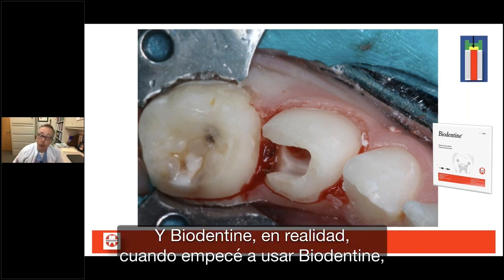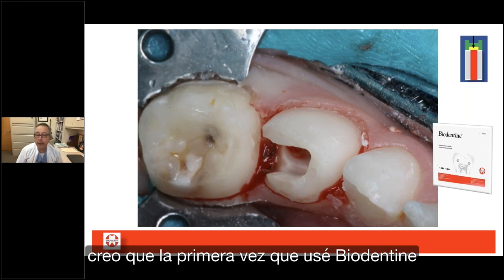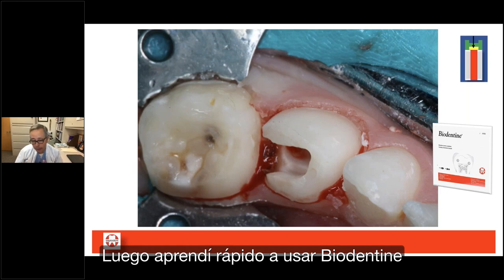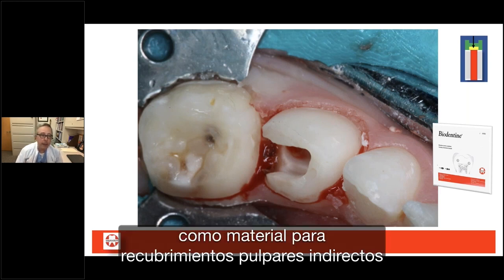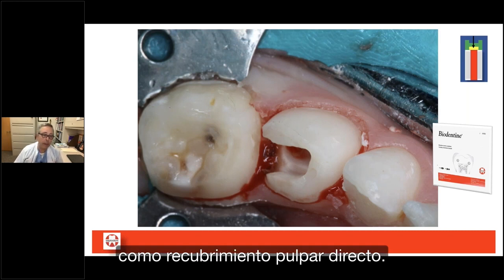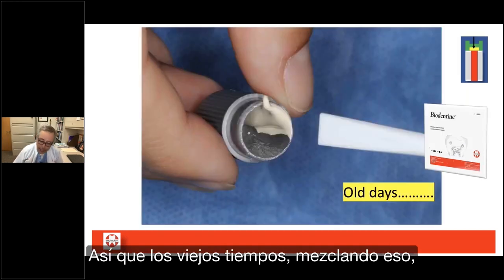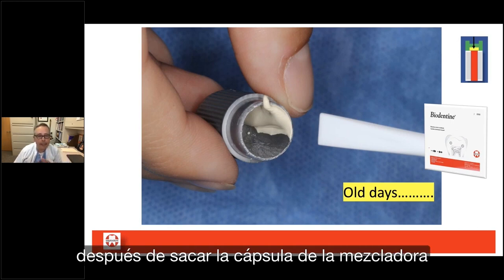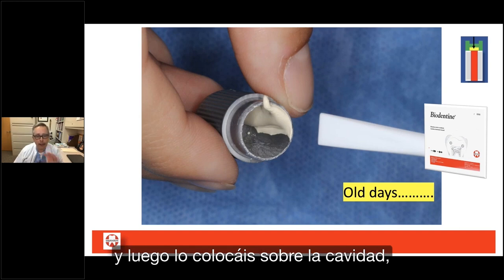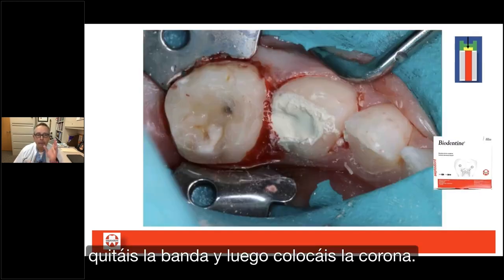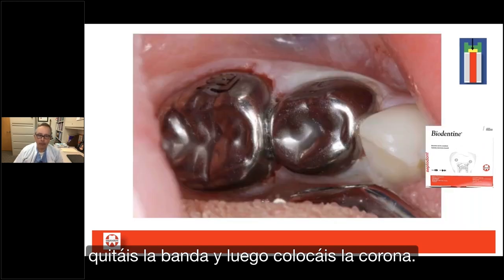And Biodentine, actually, I believe the first time that I used Biodentine was as a pulpotomy material. Then I quickly learned to use Biodentine as a material for indirect pulp caps. But initially, I started to use Biodentine as a direct pulp cap. So in the old days, mixing that, you can see the capsule after you remove it from the mixer, and then you collect the material and place that over the cavity. You remove the band, and then you place your crown.